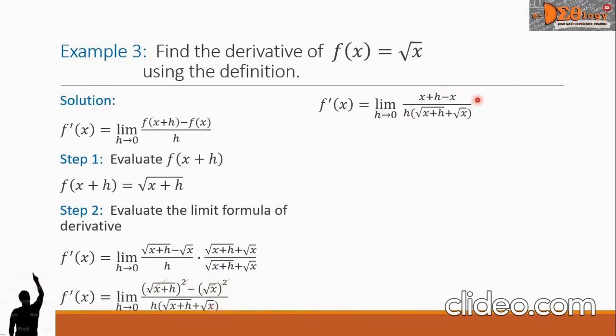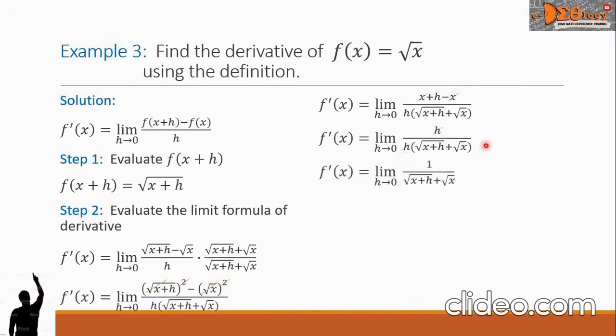We can see here that in the numerator, the x minus x becomes 0. So only the h remains in our numerator. Please observe also that there is an h in our denominator. So we can cancel the h and the h respectively. Simplifying further, we can now write the limit of 1 all over the square root of the quantity x plus h plus the square root of x.